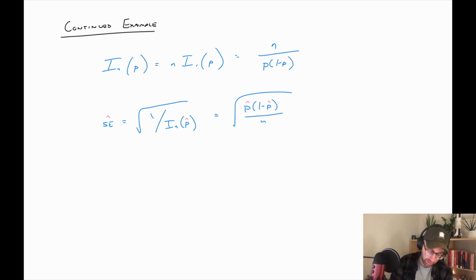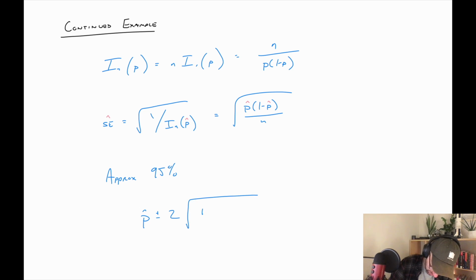Okay. So then, to get an approximate 95% CI, we'll simply take the MLE plus or minus 2 because we're being lazy, times the square root of p hat times 1 minus p hat all over n. And that shouldn't have been a big surprise. That's an interval that you've seen before. This is just a new justification for it.